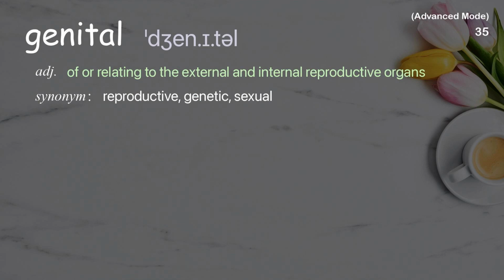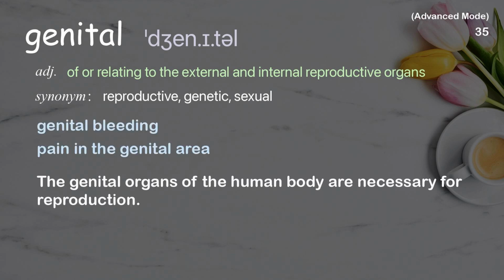Genital. Of or relating to the external and internal reproductive organs. Examples: genital bleeding, pain in the genital area. The genital organs of the human body are necessary for reproduction.